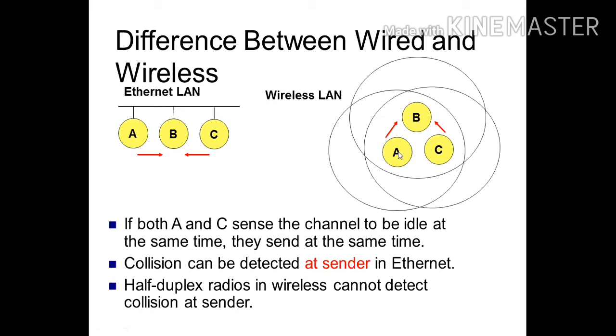In wireless LAN, there is no cable, so this circle indicates A's range, this circle indicates B's range, and this circle indicates C's range. As there is no physical medium, collision detection is not possible in this case, and that's why we use collision avoidance. This is because in wireless LAN, whenever one station is transmitting, it cannot hear. This transmission is a half duplex transmission.